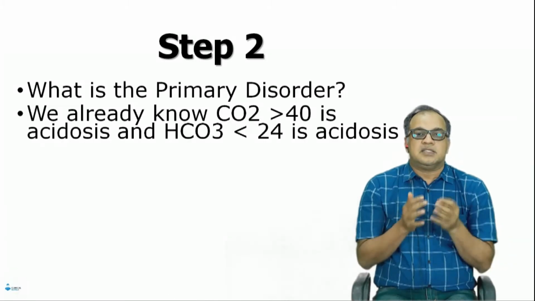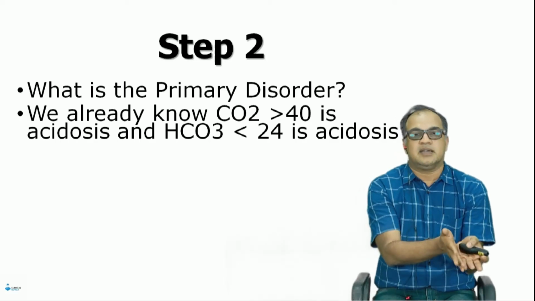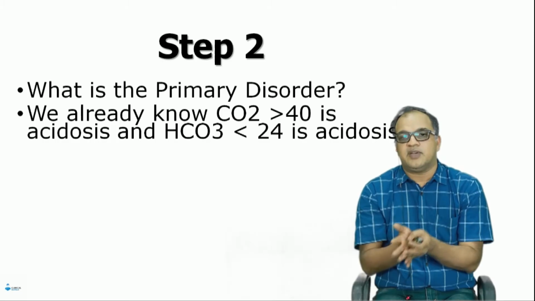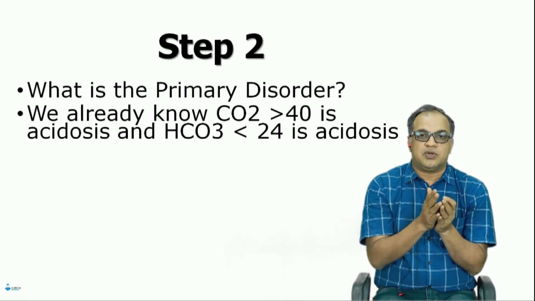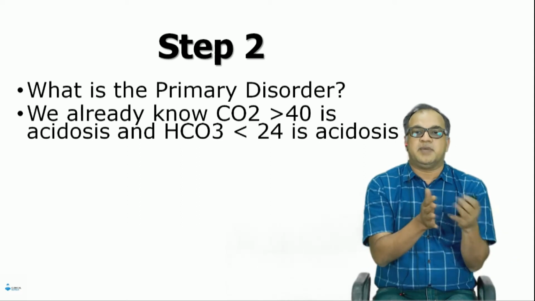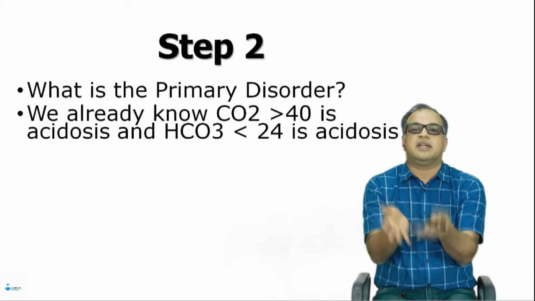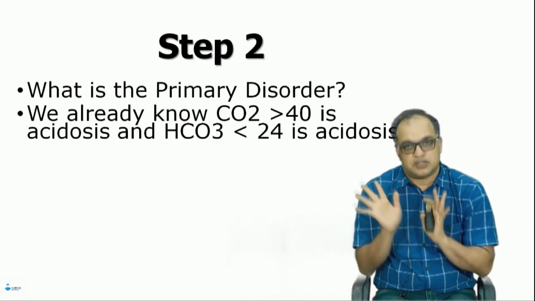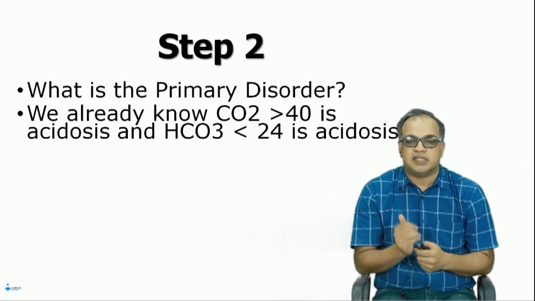Now, if the CO2 is more than 40, then the primary disorder is acidotic. If bicarbonate is less than 24, the primary disorder is acidotic. If CO2 is less than 40, then it is respiratory alkalosis. If bicarbonate is more than 24, it is metabolic alkalosis. So step 2 is to identify the primary disorder.